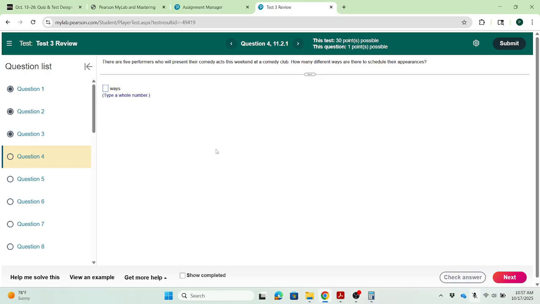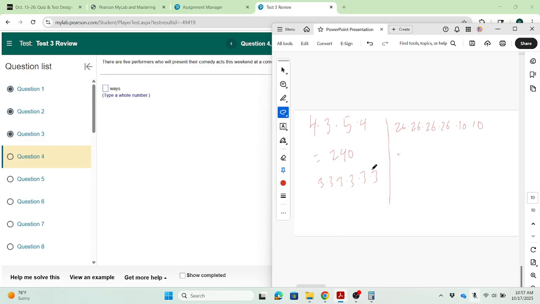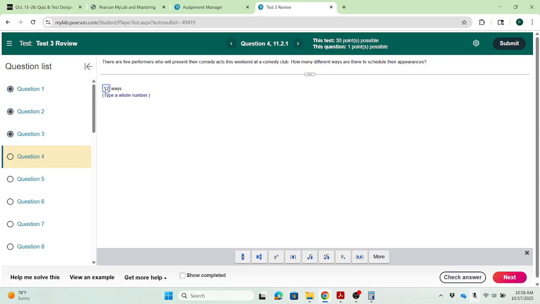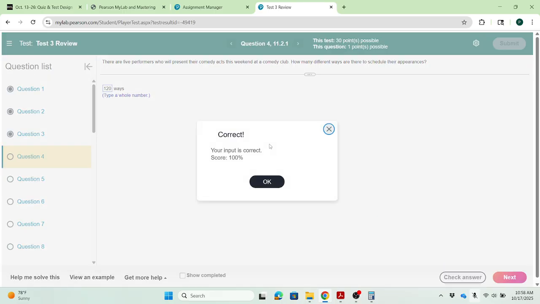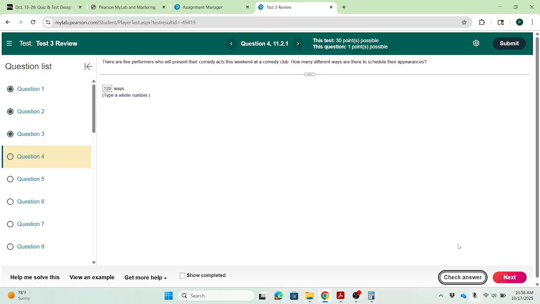There are 5 performers who will present their comedy acts this weekend at a comedy club. How many different ways can they perform? So 5 performers. It's 5 factorial ways, because the first performer could be anyone from 5. The second one could be anyone from the remaining 4, then 3, then 2, and finally 1. If you multiply this, it's 120 different ways they can perform.